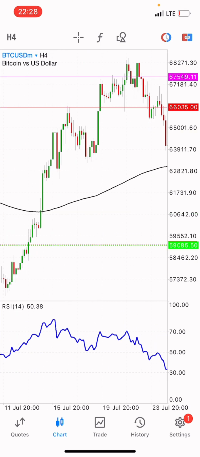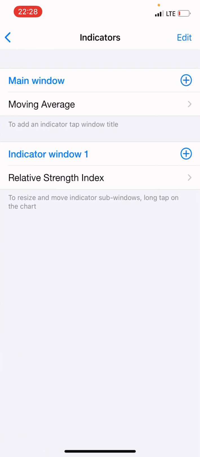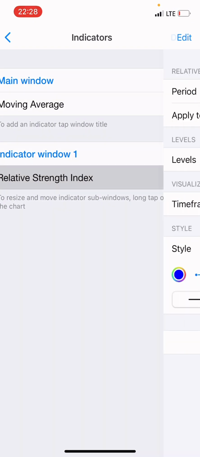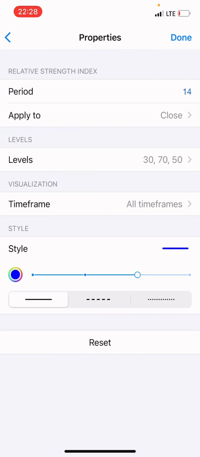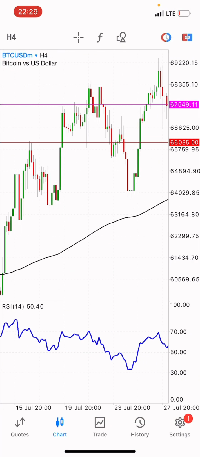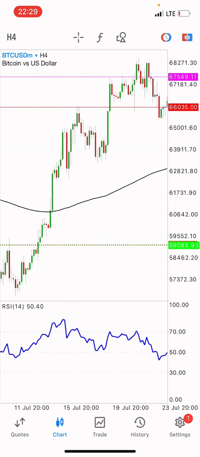And for the RSI, you just go back on the F icon. If it's not here, just like mine, click on the main window again and add the relative strength index. The period should be 14, apply to close, and the levels should be 30, 70 and 50, and then you leave the color. You can use black or something darker, something that you can easily view on your chart. All right, and then you click done, and you have this on your chart like this. I'm using the blue color so that I can differentiate the two indicators from themselves. I don't want my chart to just be looking all black indicators and stuff like that.